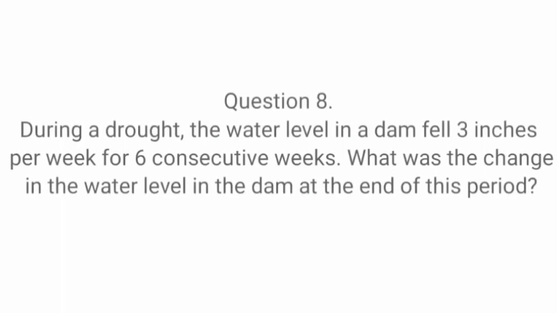Next, let's move to the next question. Question number 8. During a drought, the water level in a dam fell 3 inches per week for 6 consecutive weeks. What was the change in the water level in the dam at the end of this period? Let's see how to solve this problem.